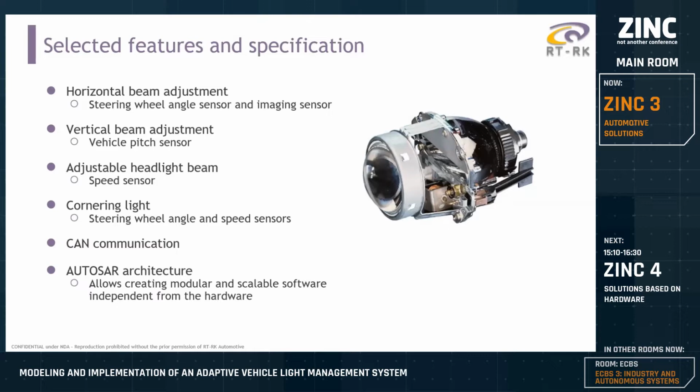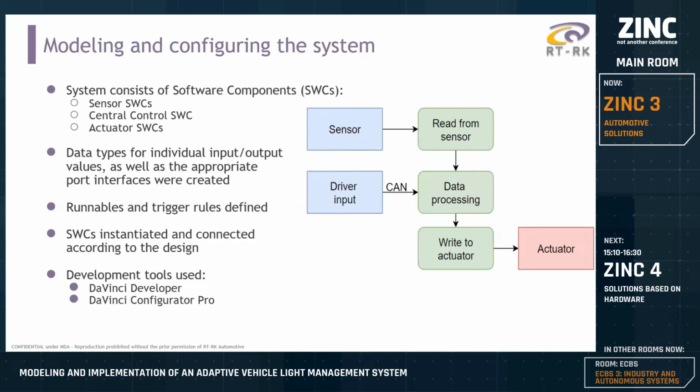Additionally, we added the CAN communication protocol in our system, and it's important to say that it was designed following the AUTOSAR architecture rules, which enable us to build a modular and scalable model of software. So the first step in developing software like this is designing software components, or SWCs, which basically represent individual system parts, each doing its own task, and they exchange information between them, and together they build a complete system software.